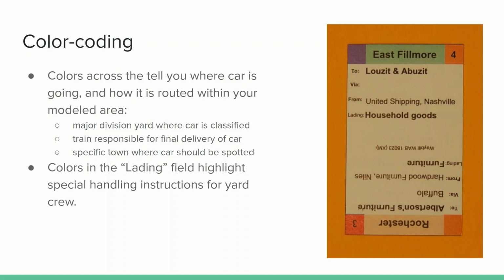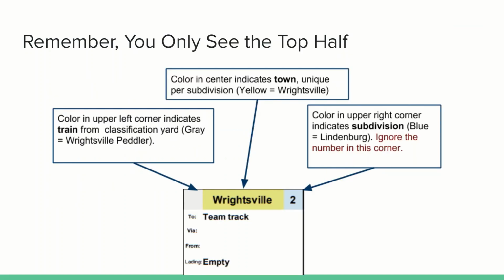There are also colors that can highlight within the lading section to indicate any special handling instructions that might be needed for the yard crew. And I mentioned things like icing and weighing. I actually also have cars that need to be sent over to the stockyard to water animals then in transit. Things like that you can include logic that will color code those to make it easier for the busy yard operator to spot those and recognize that they need that special handling.